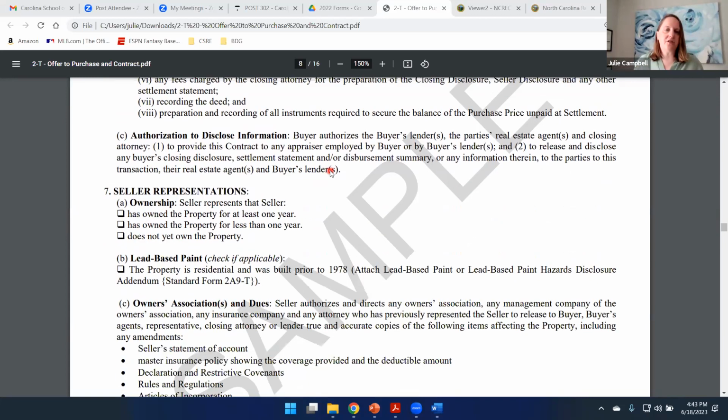And then authorization to disclose information. The buyer authorizes their lender, their agent, their closing attorney to provide a copy of this contract to anybody that needs it as a settlement service provider throughout the contract to closing process.